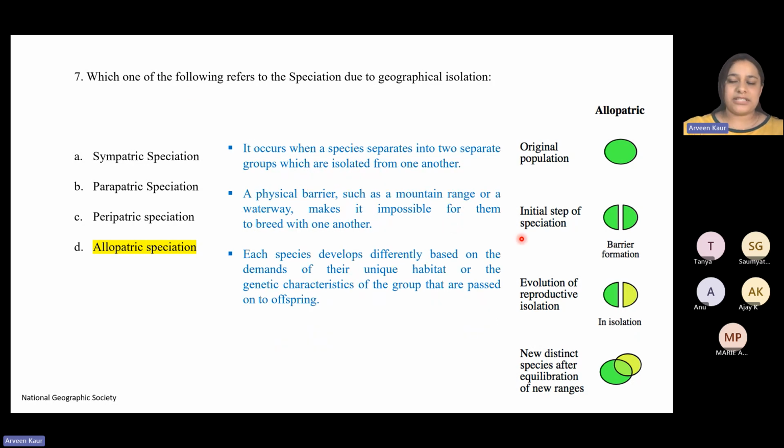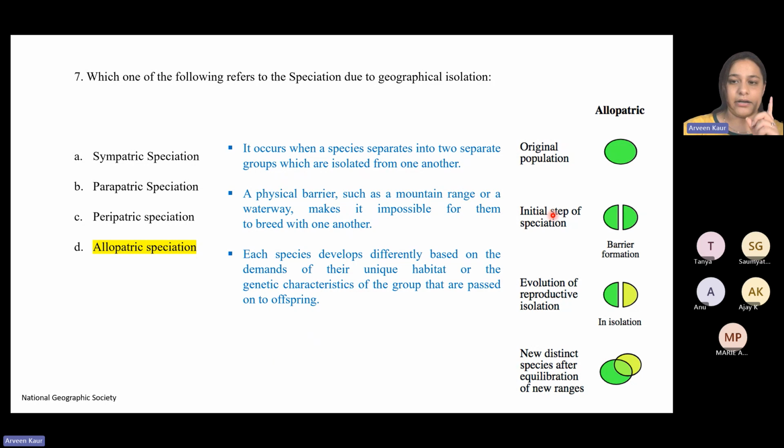Coming to allopatric speciation, which was the answer for this particular question, it says that this kind of speciation occurs when a species separates into two separate groups which are isolated from one another. A physical barrier such as a mountain range or a waterway makes it impossible for them to breed with one another. Each species develops differently based on the demands of their unique habitat or genetic characteristics of the group that are passed on to the offspring.